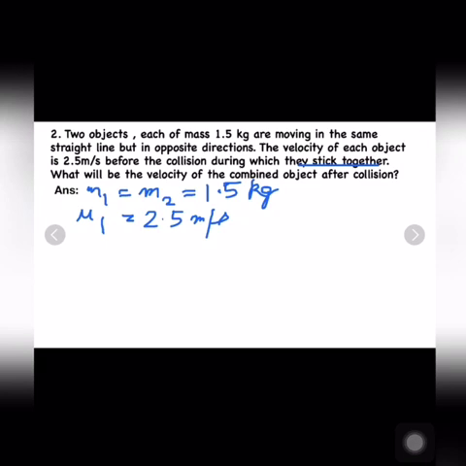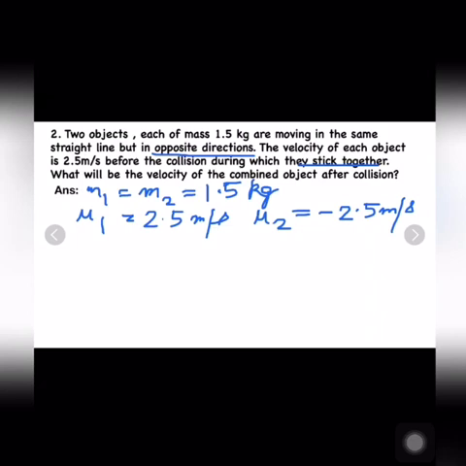and velocity of object B or the other object before collision, that is u2, is given to be same, minus 2.5 meter per second. Why I have put the minus sign? Because they are moving in the opposite direction. So minus sign shows the opposite direction. So velocity of each object is also same in magnitude before collision.